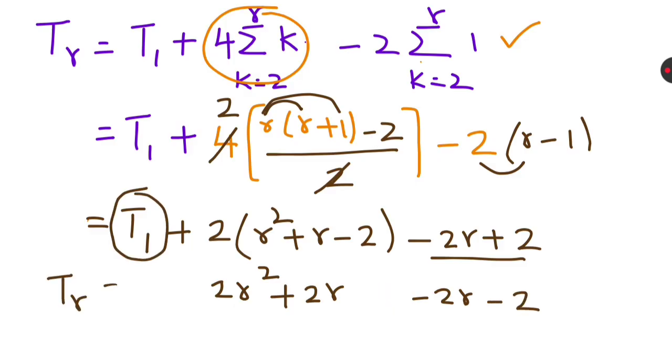In the given question, they have given t1 as 2, so let's write t1 as 2. Here we have plus 2r and minus 2r, so these two get cancelled. We are left with only plus 2r squared minus 2. Again here plus 2 minus 2 gets cancelled. We are left with only 2r squared. So finally our tr value is 2r squared.